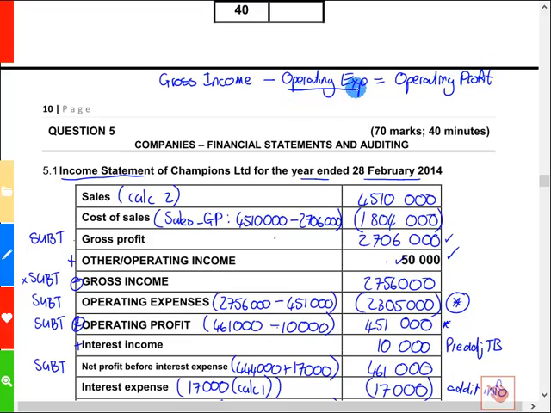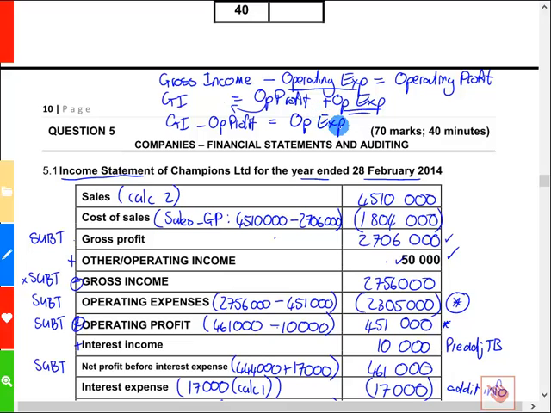And we are looking for the operating expenses figure. So we need to get this one all by itself. So we add operating expenses on both sides. We've got gross income plus 0 equals operating profit plus operating expenses. We need operating expenses on its own, so we take this one to that side, subtract it on both sides. Gross income minus operating profit equals operating expenses. And that's why we say gross income minus operating expenses. Okay, so if you write down the formula, then you can never really go wrong.